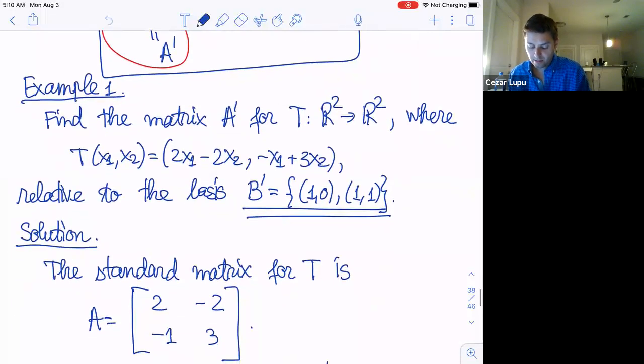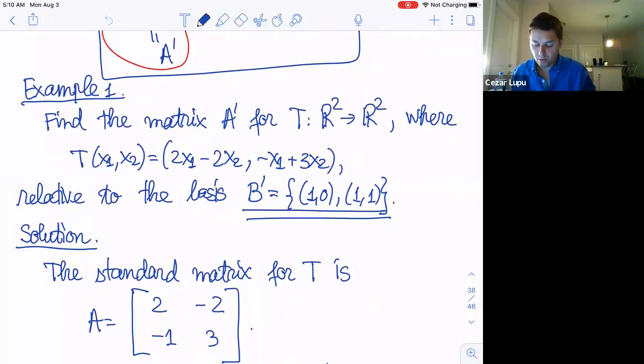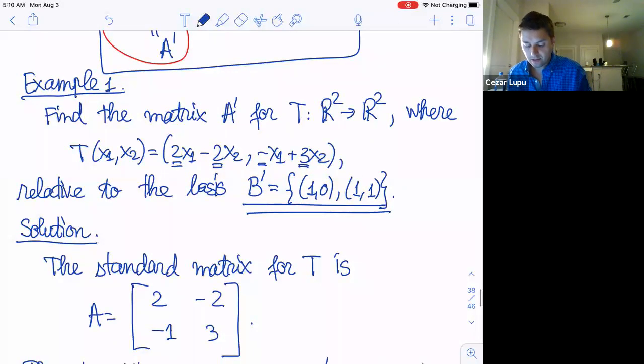As you can see, this is very easy. You just look at the coefficients from each component. The standard matrix for the linear transformation T will be nothing else than just 2, -2, -1, and 3. As you look at the coefficients here, there's -1 here, there is 3. It's easy to see. Anyway, so this is the standard matrix for T.